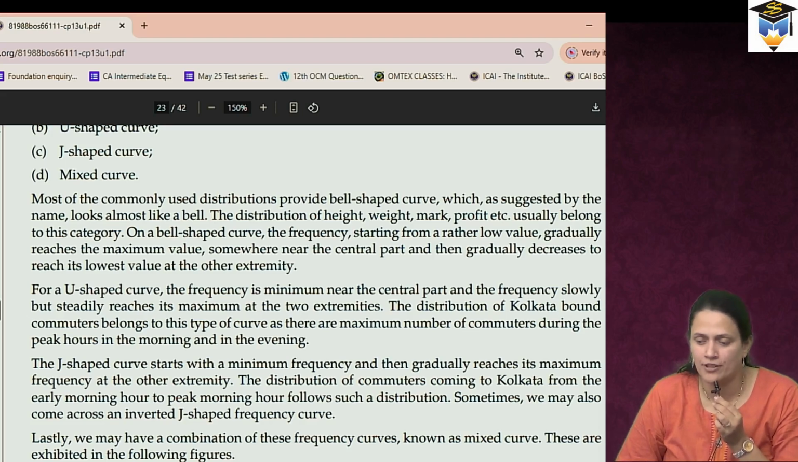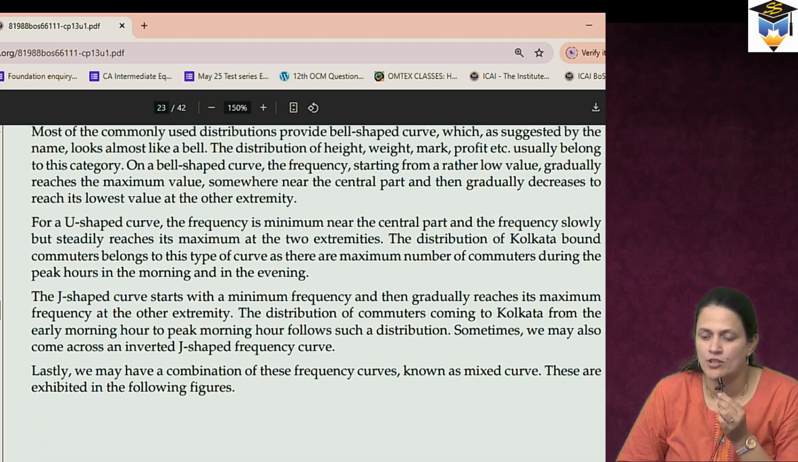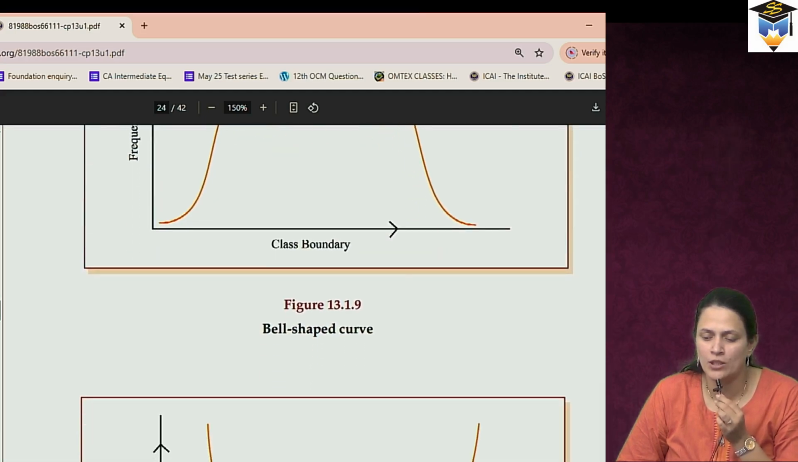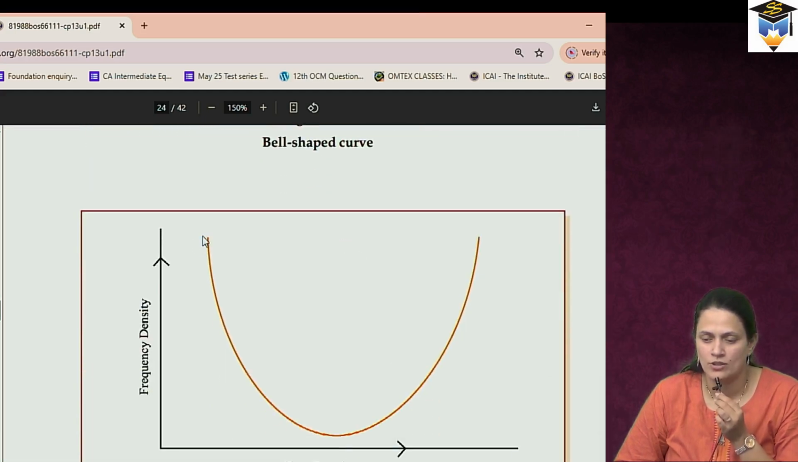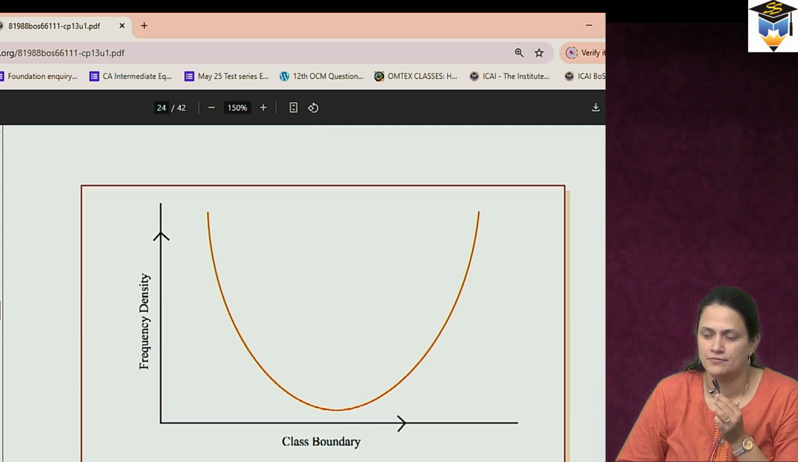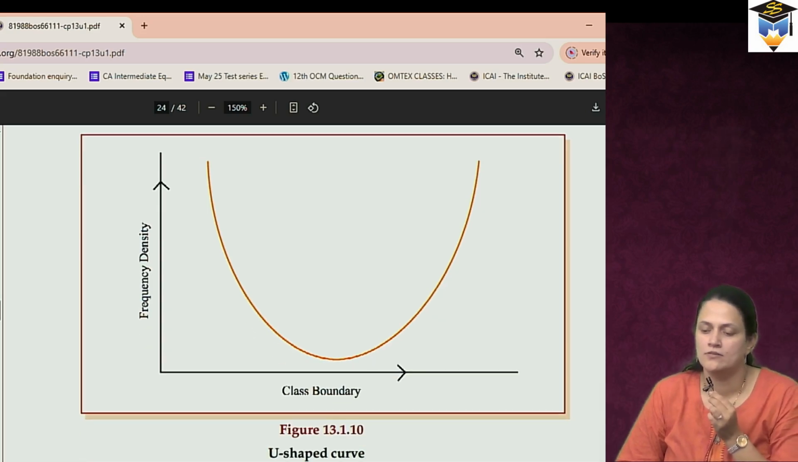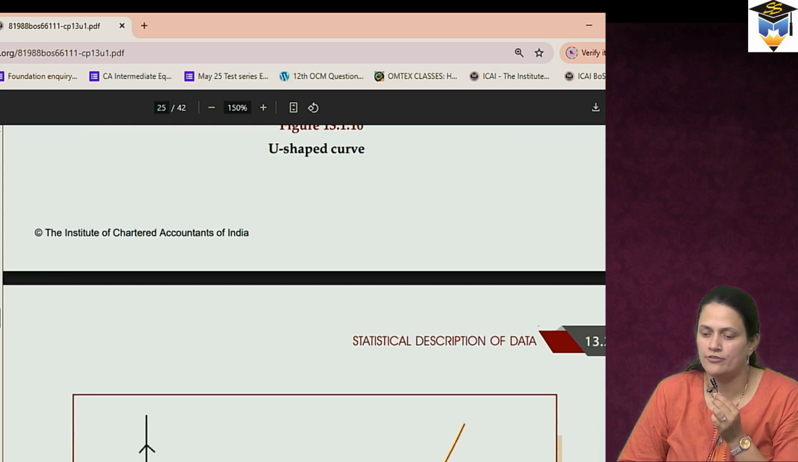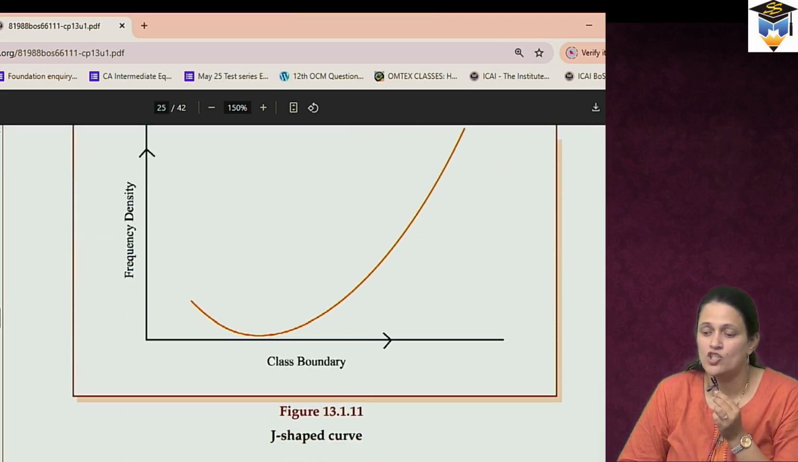For a U-shaped curve, it is the exact opposite. So for a U-shaped curve, this will be the lowest. These will be minimum values for a U-shape, and the extremities will be the maximum values. So draw a U-shape, write your maximum and write your minimum. Then let us go to a J-shaped curve.